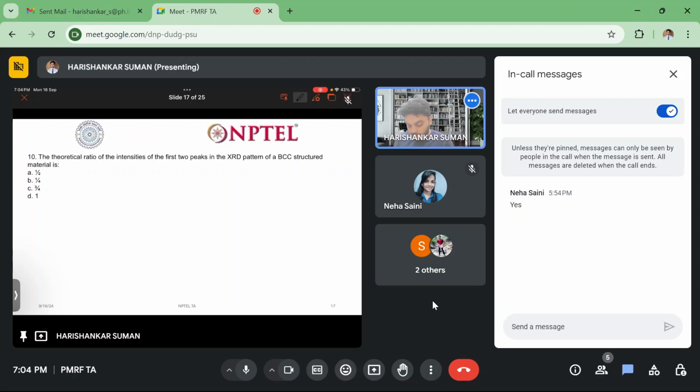Next question. The theoretical ratio of the intensity of the first two peaks in the XRD pattern of a BCC material is. Also, please calculate for FCC and BCC. You can take 10 minutes for this question. Then I will discuss.